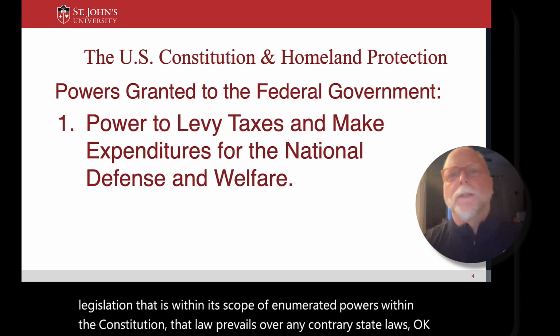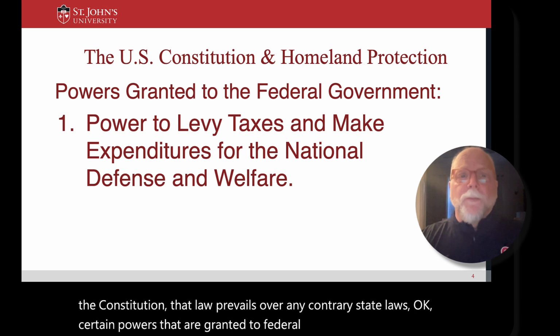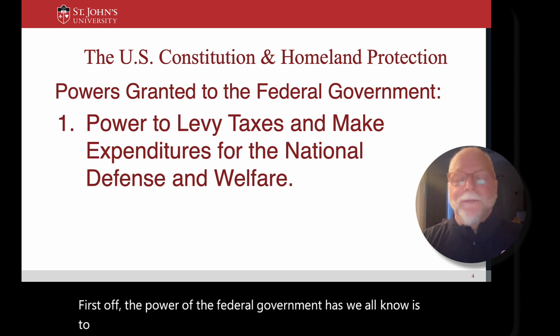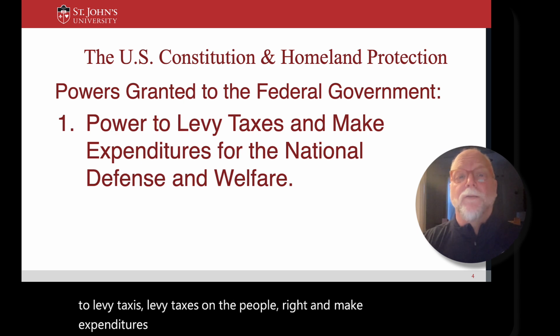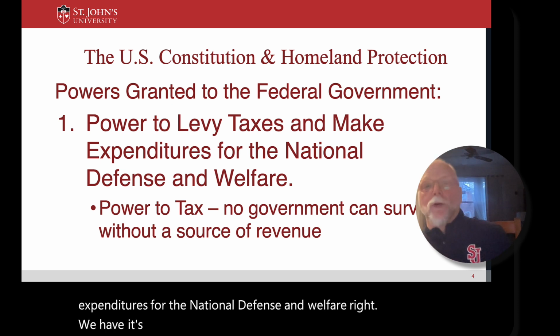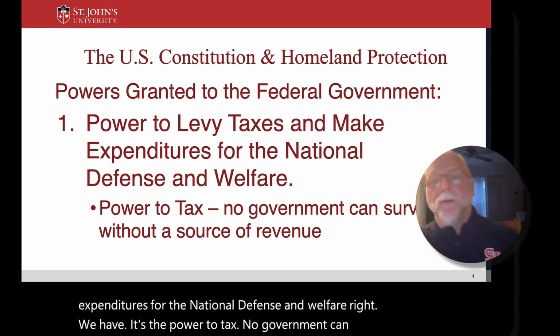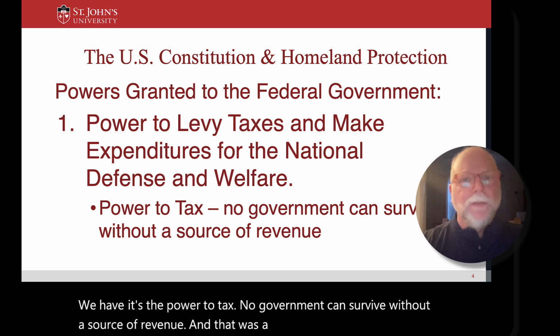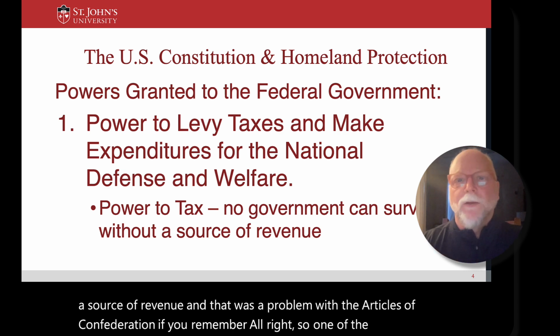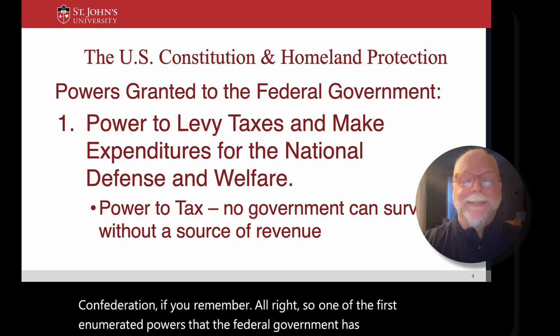Certain powers are granted to the federal government. First off, the power the federal government has, as we all know, is to levy taxes on the people, and make expenditures for the national defense and welfare. It's the power to tax. No government can survive without a source of revenue, and that was a problem with the Articles of Confederation, if you remember. So one of the first enumerated powers the federal government has is the power to tax.